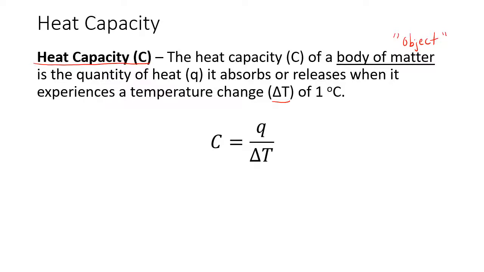The heat capacity then could be written as the heat change, or Q, divided by the temperature change, delta T, where delta T equals T final minus T initial.